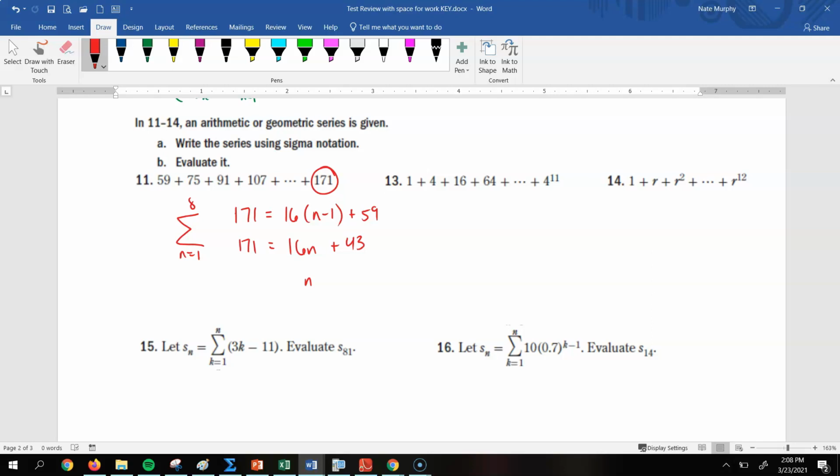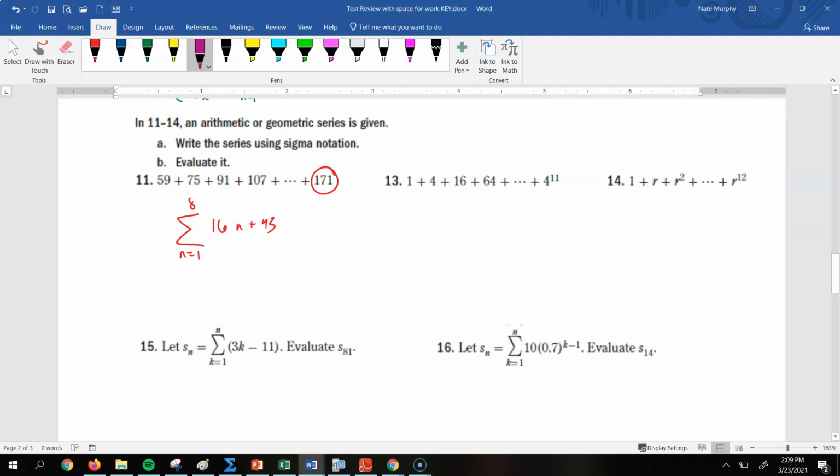So now we can write our explicit formula that would give us those values in that series, and that's what would go to the right. So we would have our constant difference, which was 16 times n minus 1 plus 59. Or if you simplified that, that would be 16n, and then 16 times negative 1 would be negative 16, and negative 16 plus 59 was 43. So if you said this, that would be fine as well. All right, so that would be your sigma notation for part A. So now to evaluate that, that means we're actually going to find the sum of the series.